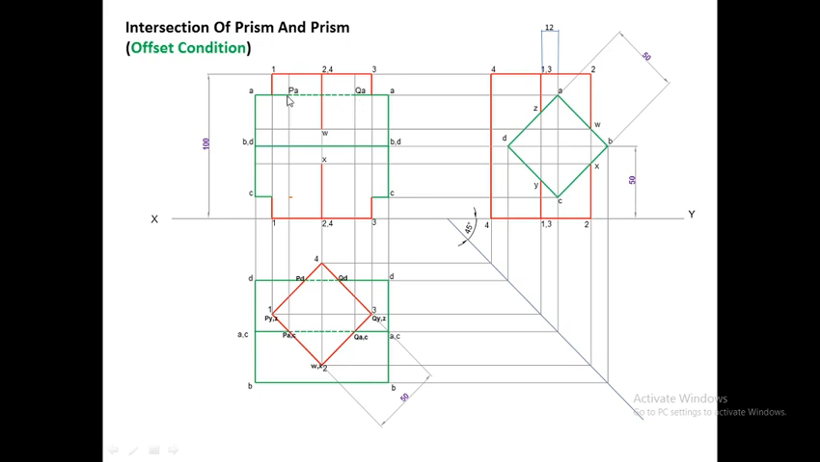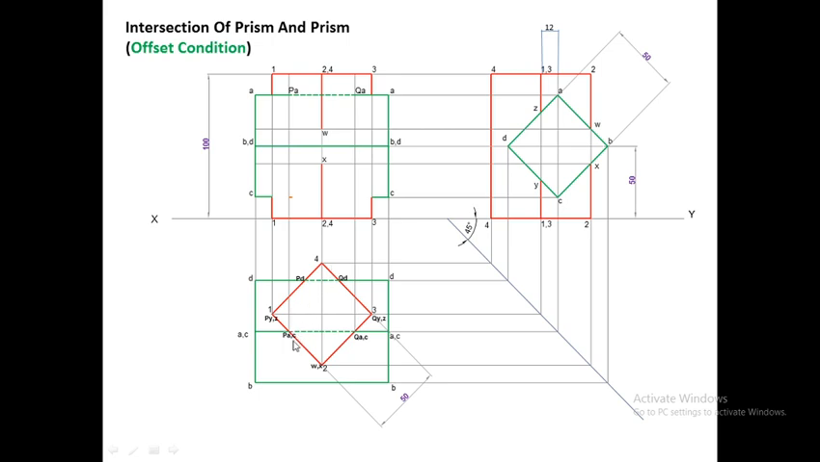Now you can see that the portion from PA to QA is drawn as hidden. The reason is that you can see from the top view that from here to here, that is the portion of the edge A and C going inside the vertical square prism will be hidden, or it will not be visible. So when we have projected this distance in the front view, it will be shown as a hidden line.